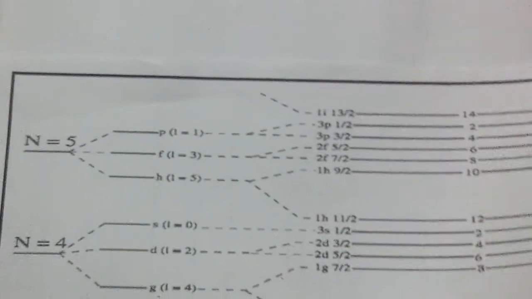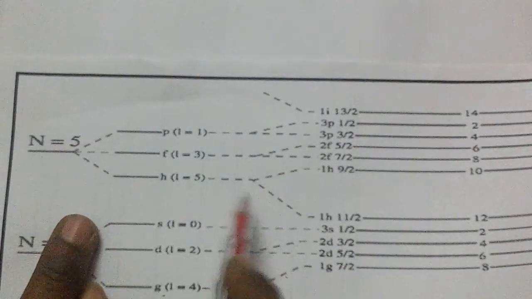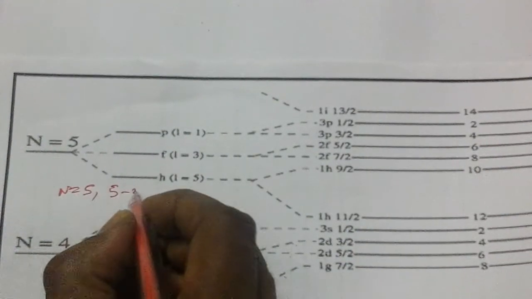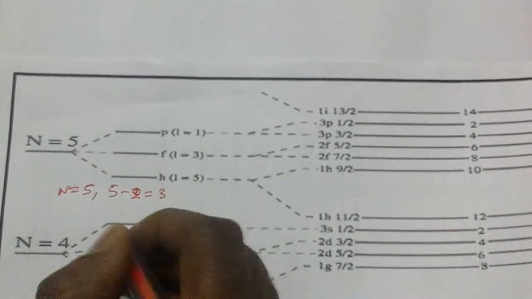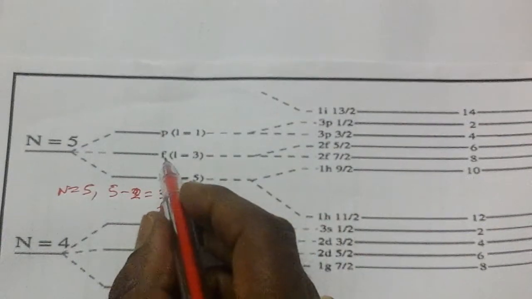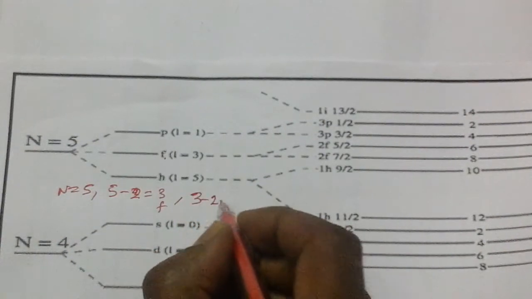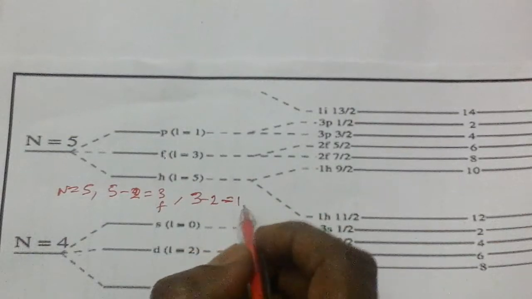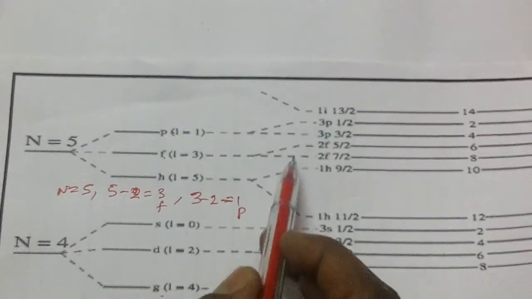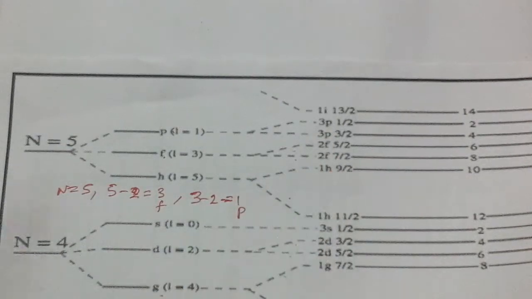Now come to the fifth one. Here also no overlapping exists. N is equal to 5. 5 minus 2 is equal to 3. 3 means F. So F is there. Next, 3 minus 2 is equal to 1. So 1 means P. So P is there. So here also H is not overlapping. F is not overlapping. P is not overlapping. So they are getting separate.